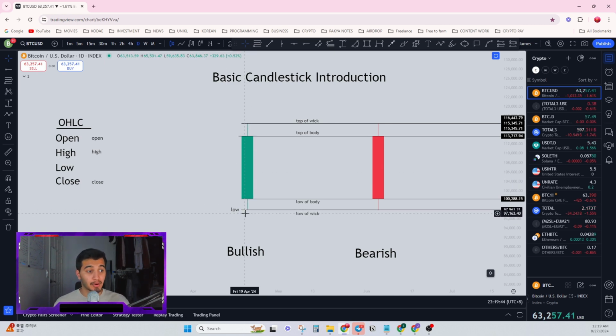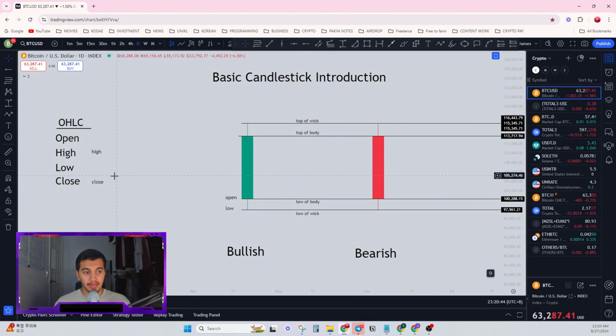For example, just for the sake of example, I will say the low of the price for this particular candle is 97,900. That's the low of that candle, the low of the day. If we use a daily candlestick, where one day is one candlestick, this is the low of the day. And the low of the body is the opening price. For example, the stock market opens on Monday at 9 a.m., 10 a.m. So where does the price open? The price opens at $100,000, and the price goes lowest on that particular day at $97,000. That is the low of the body and the low of the wick.